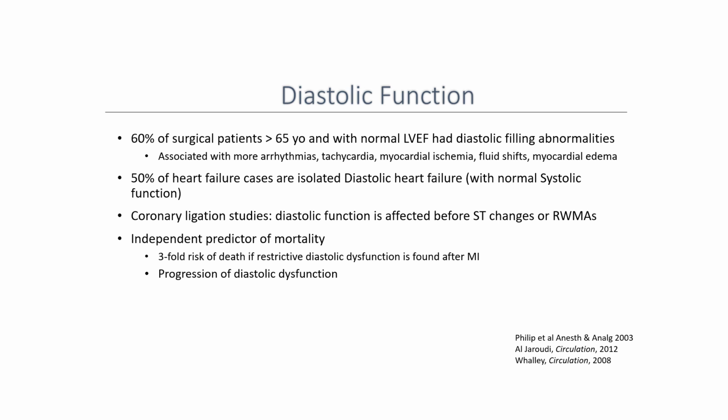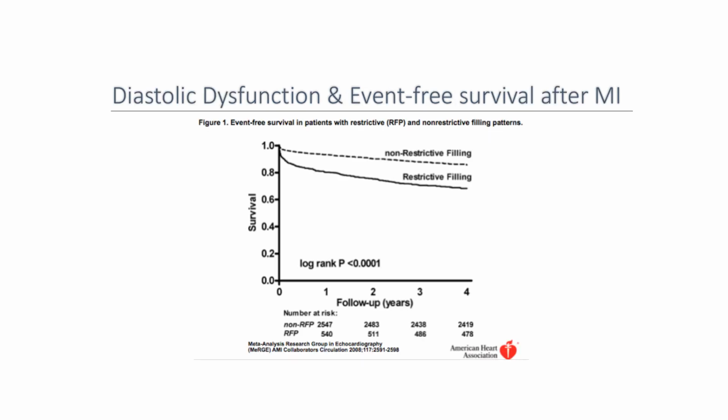Diastolic function is also found to be an independent predictor of mortality, so a threefold increase of death if there is restrictive diastolic function found after having an MI. And the progression of diastolic dysfunction is also associated with mortality. This, for instance, is a survival curve from one study that looked at event-free survival after an MI in patients who had restrictive filling, which is a type 4 or grade 4 diastolic dysfunction, versus those who did not, and they had clearly much lower survival over 4 years of follow-up.